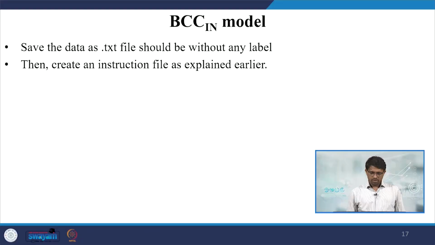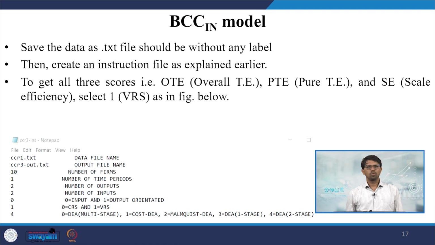Okay. So, we have been discussing the application of DEAP software. We have already calculated the input based models. Now, as I already told you just a couple of minutes back, the CRS based input model and its interpretations, its derivations, and how the result is shown. Now we are discussing the BCC input model. So how we did it, I'll just show you quickly, then you can recall very quickly.